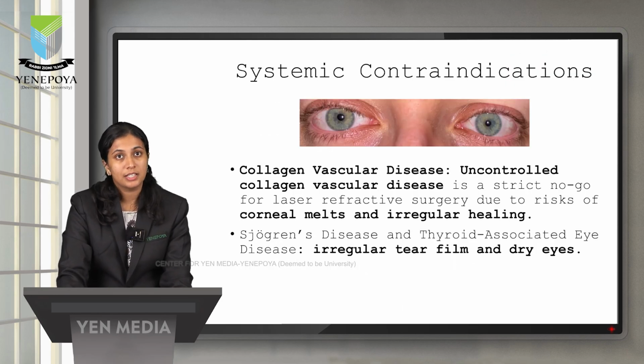Uncontrolled collagen vascular disease is an absolute contraindication because they will have higher chances of corneal melt and irregular healing. Additionally, patients with Sjogren's disease and thyroid associated eye disease have irregular tear film and dry eyes.